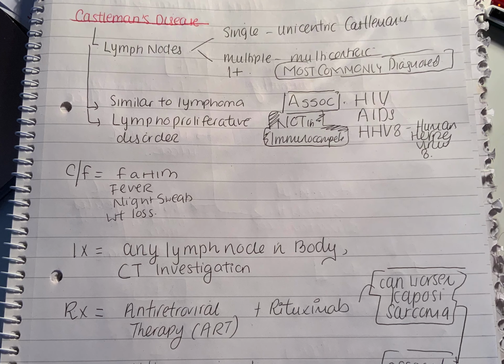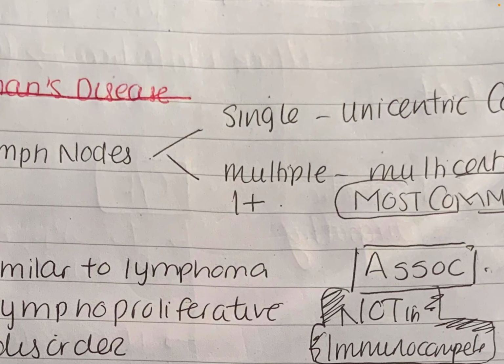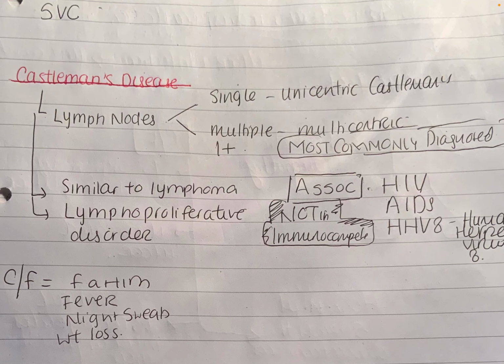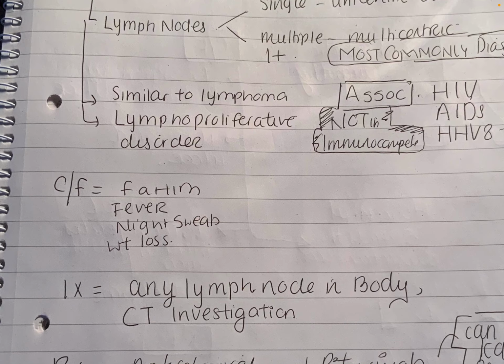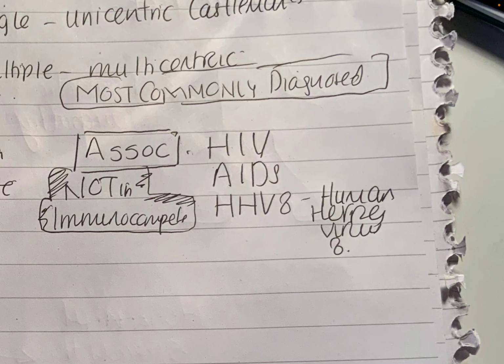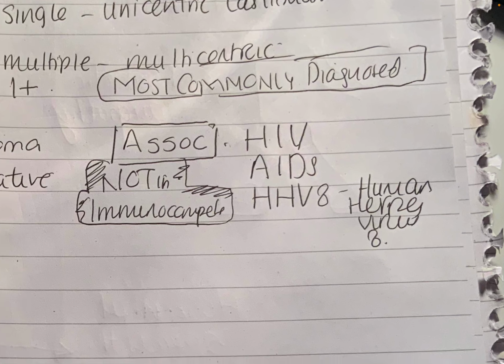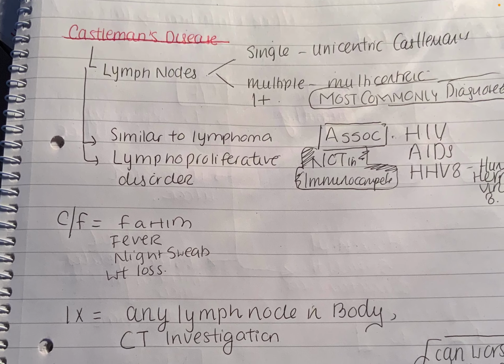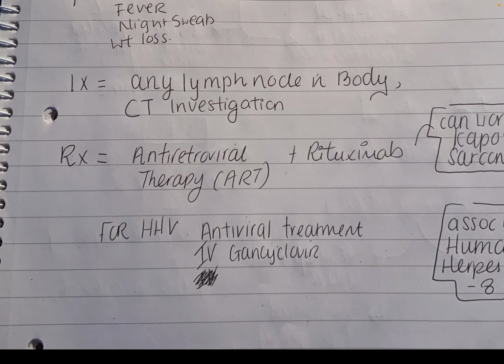This is a lymphoproliferative disorder which affects lymph nodes. It can affect a single lymph node or multiple lymph nodes. Multiple lymph nodes being affected is known as multicentric Castleman's disease. This does not occur in patients who are immunocompetent, only immunodeficient, HIV/AIDS, HHV-8. It's similar to a lymphoma. You have fever, night sweats, weight loss.